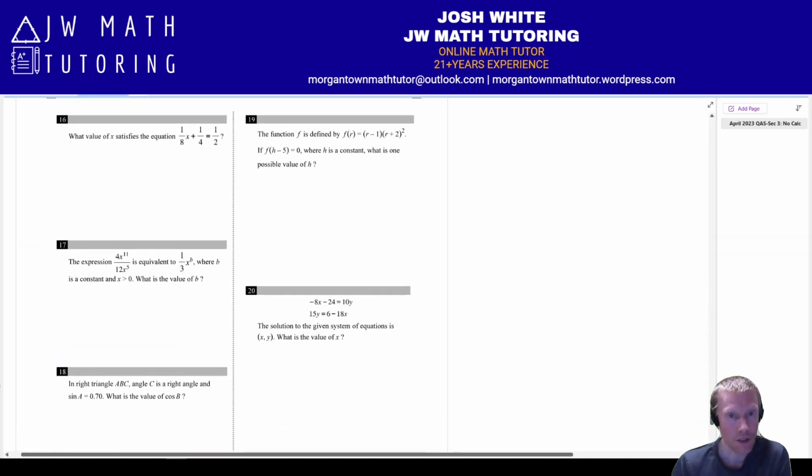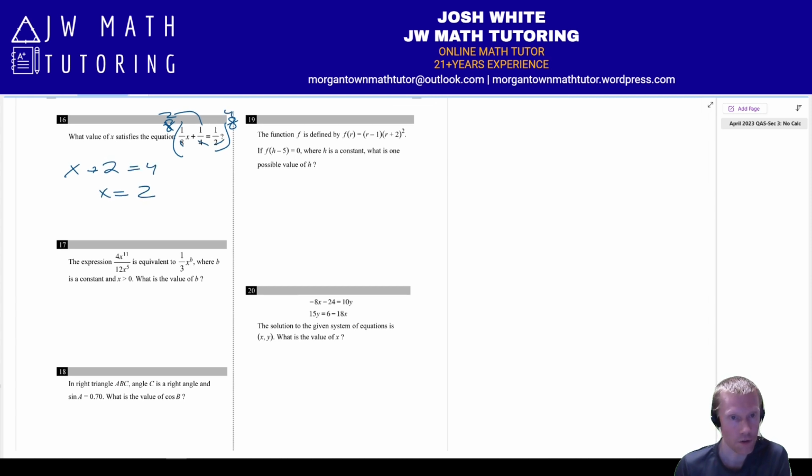All right, moving on to the grid-ins, the student-produced response problems. So for the first one here, number 16, I would go ahead and multiply on both sides by an 8 to clear out all the fractions. So this 8 cancels out with this 8, and we have just x. This 4 cancels out with this 8, and we have a 2, and 2 times 1 is 2. And 2 goes into 8 4 times, and 1 times 4 is just 4. So x is just going to equal 2, and you just grid that in.